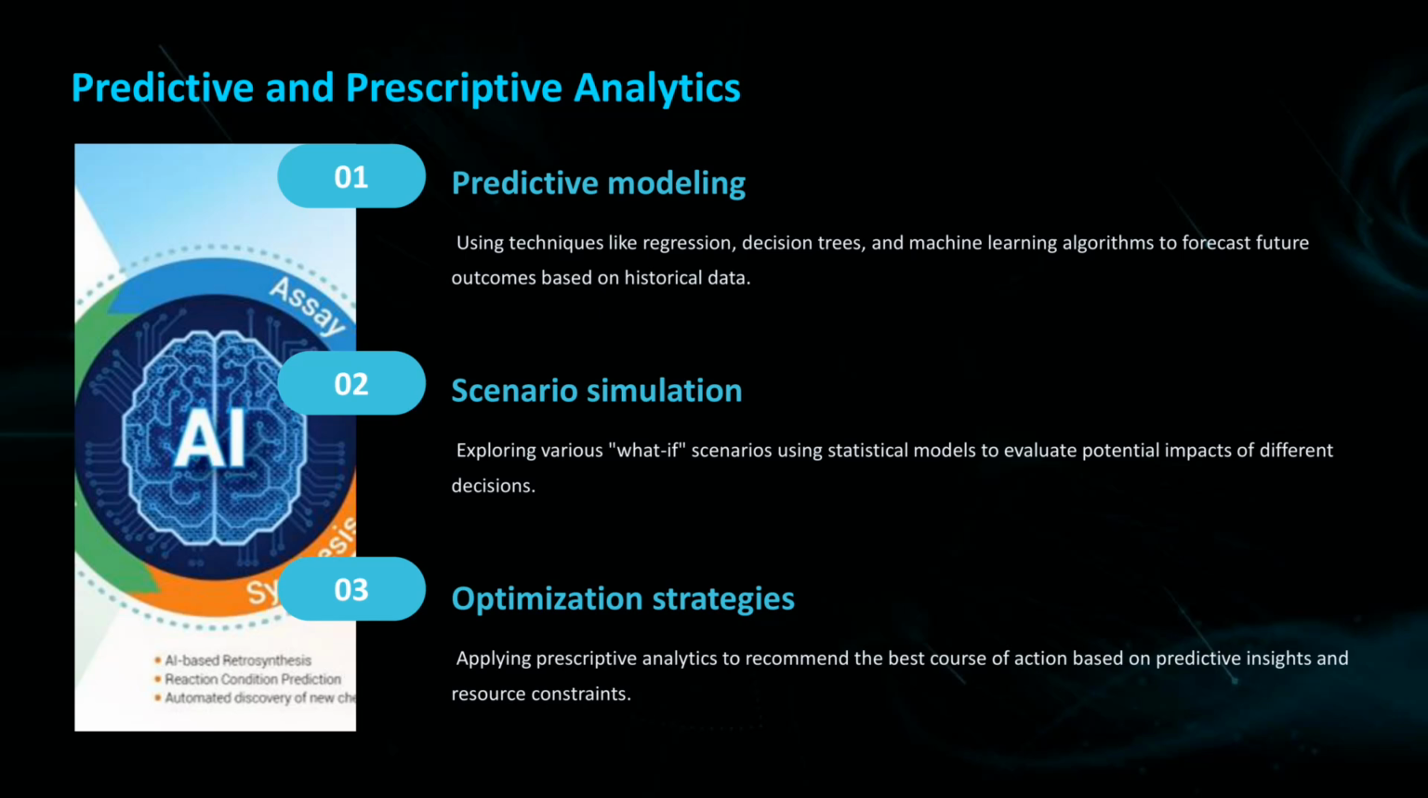Predictive and prescriptive analytics move from explaining the past to forecasting and recommending actions. Predictive modeling uses regression, decision trees, or machine learning to forecast future outcomes. Scenario simulation explores what-if possibilities, and prescriptive techniques apply optimization strategies to recommend the best course of action under given constraints and resource considerations.